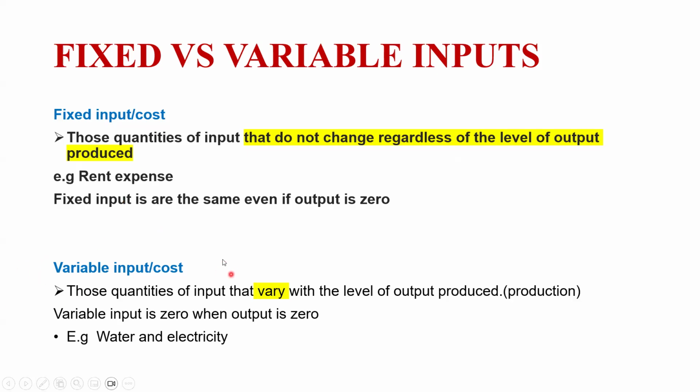And then your variable inputs, I hope this one was clear. The variable inputs are the quantities of inputs that vary with the level of output that is being produced, meaning that they change with the level of output. So if your production increases, your variable inputs are also likely to increase, right? They vary, those variable inputs.